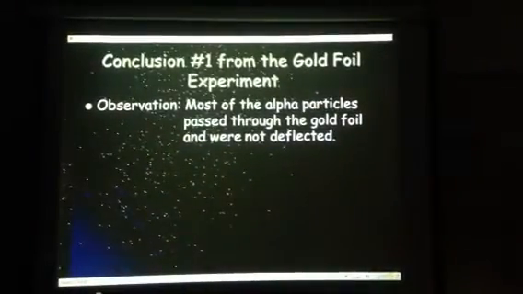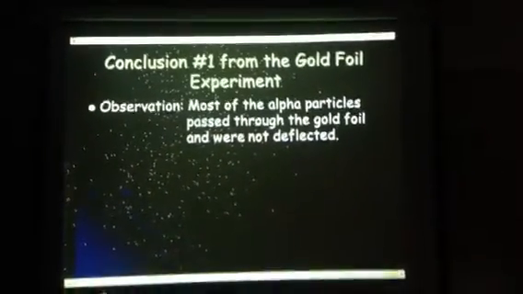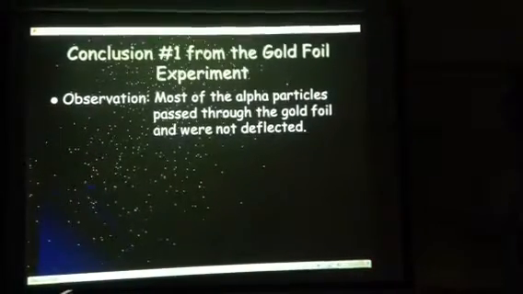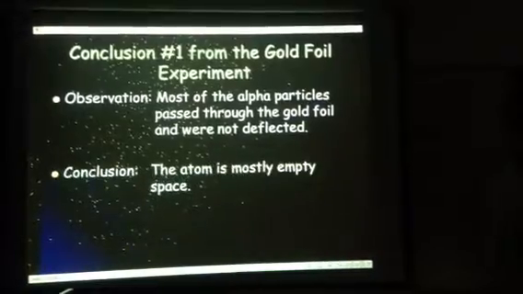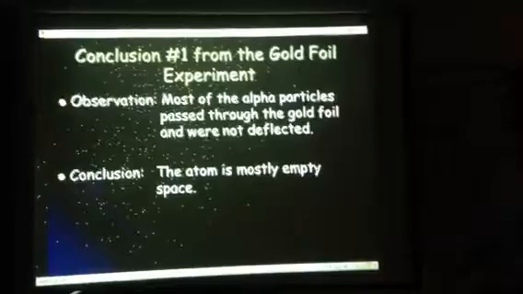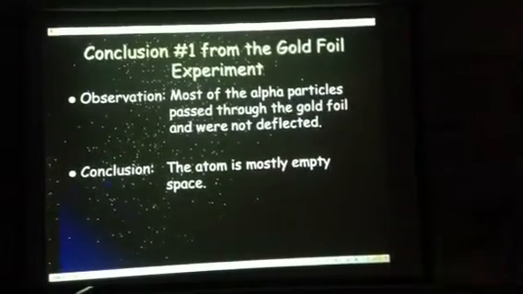All right, so conclusion number 1 from the gold foil experiment. I kind of talked through these. Most of the alpha particles passed through the gold foil and were not deflected. So that means that the atom is mostly empty space. As I was concluding there at the end, the atom is mostly empty space because the alpha particles pass through.